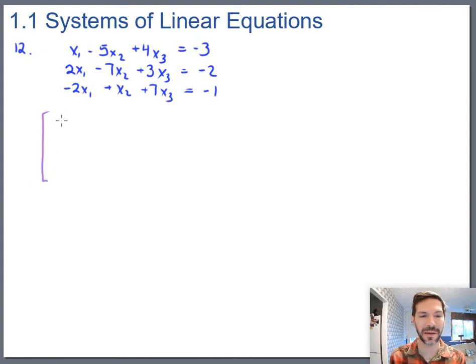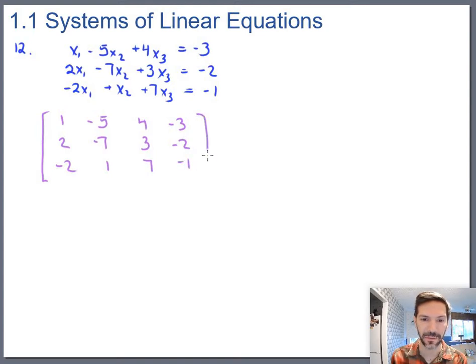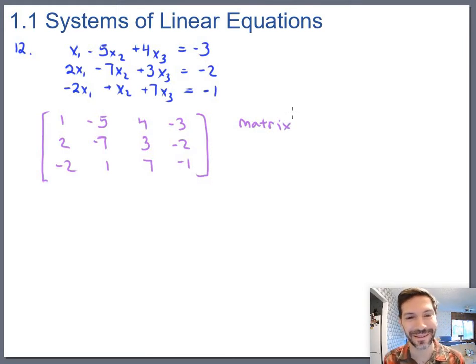And you probably know matrices tend to have these brackets around them. Not always, but usually. And then it's just writing down the coefficients. So 1, -5, 4, -3, 2, -7, 3, and -2, -2, 1, 7, -1. This, my friends, is a matrix. It contains no new information from the blue version above. It's just a shorthand notation.